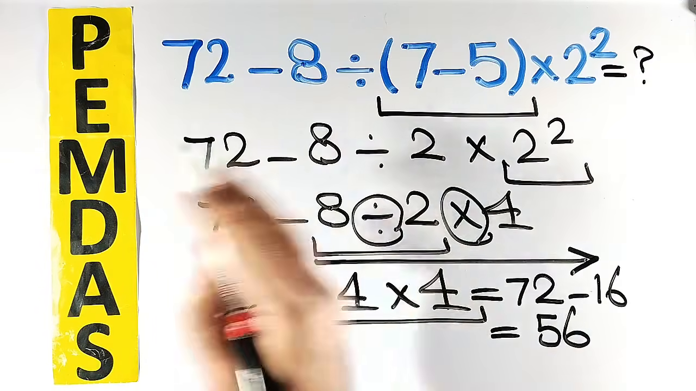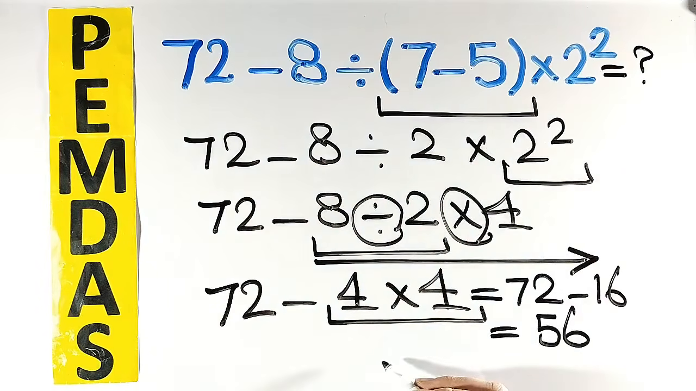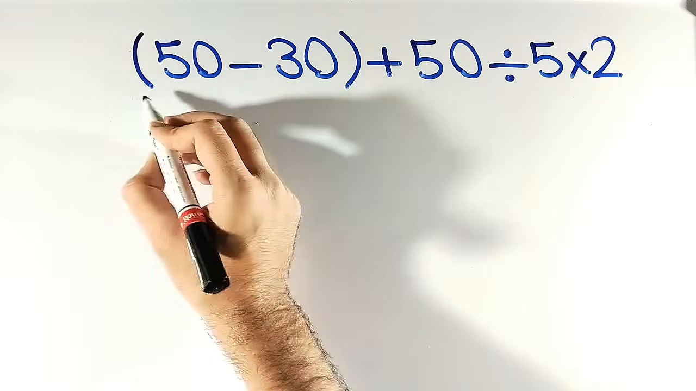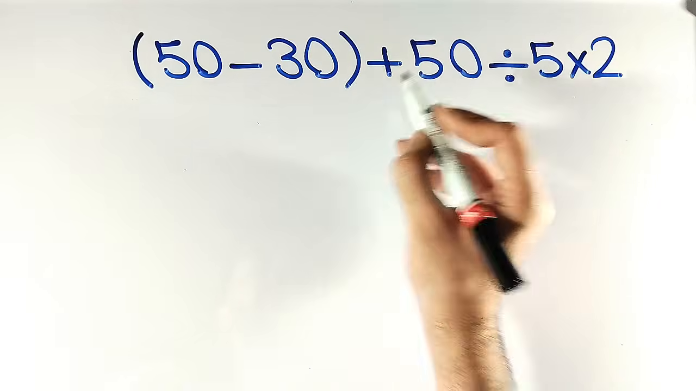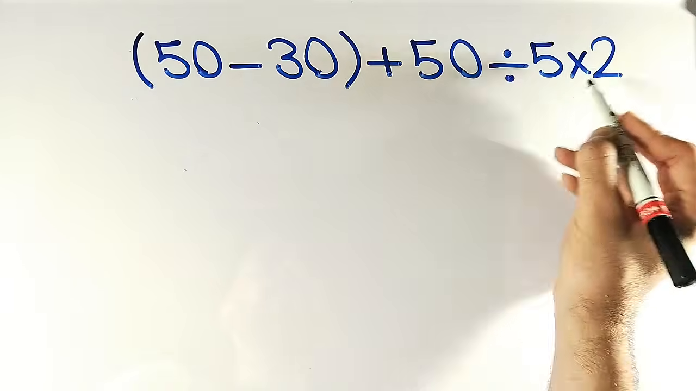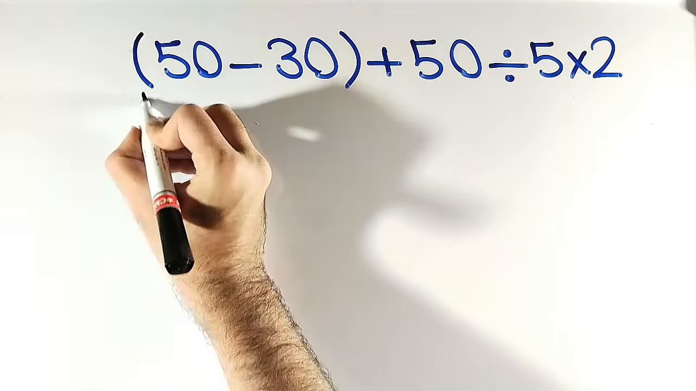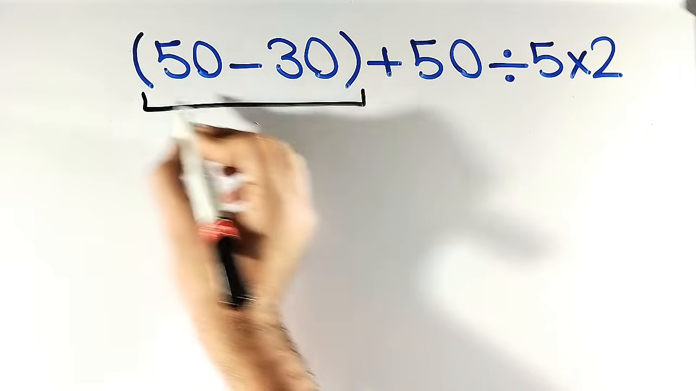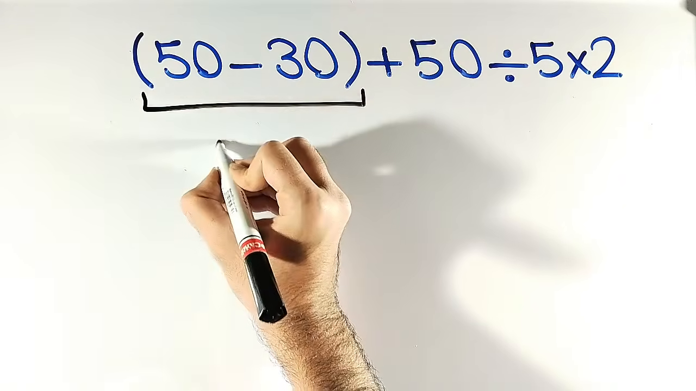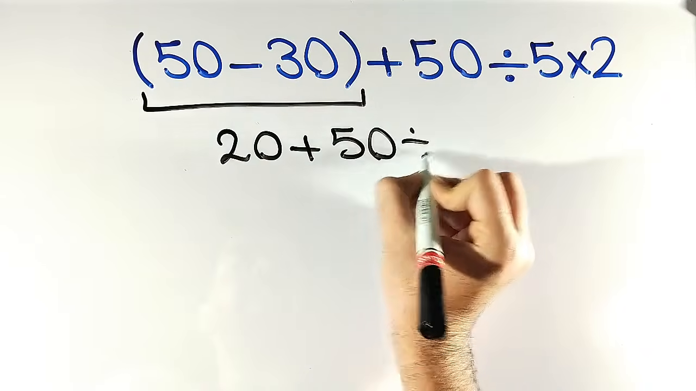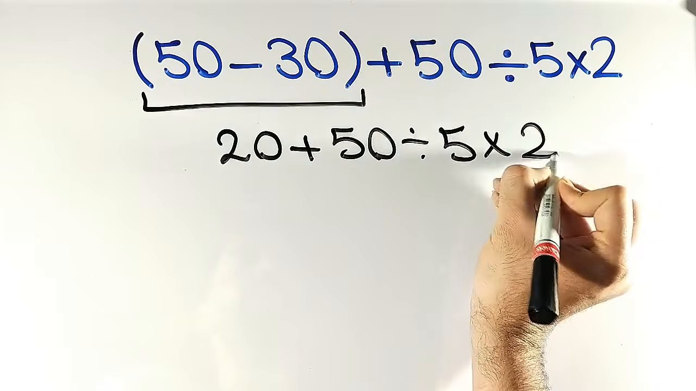Okay, now let's solve another math question together. What is the value of the expression 50 minus 30 inside the parentheses plus 50 divided by 5 multiplied by 2? Many people, when solving this question, first go for the expression inside the parentheses, and instead of this expression, they write 20 plus 50 divided by 5 multiplied by 2.